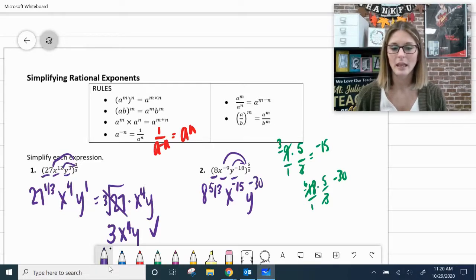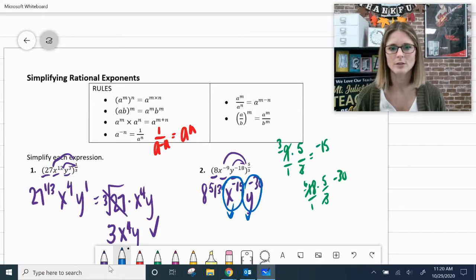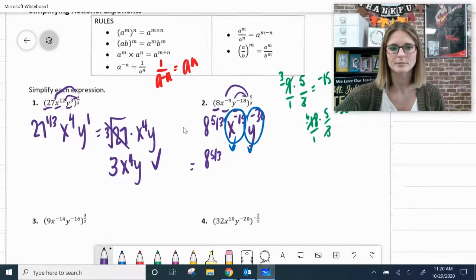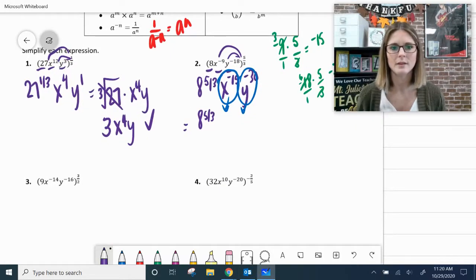All right, let's take care of those negatives. Ooh, you got some negative exponents. Let's move those down into the denominator. So we have 8 to the 5/3 in the numerator. And now in the denominator, x to the +15, y to the +30. And I'm going to apply today's lesson, change my fraction exponent to a cube root of 8 to the 5th.